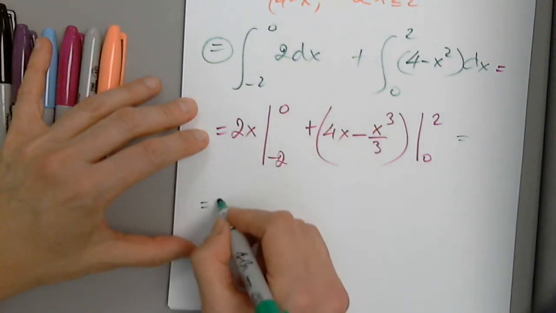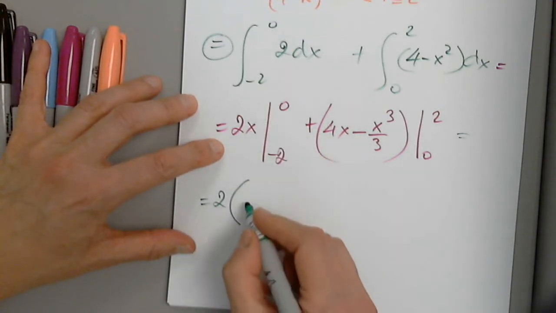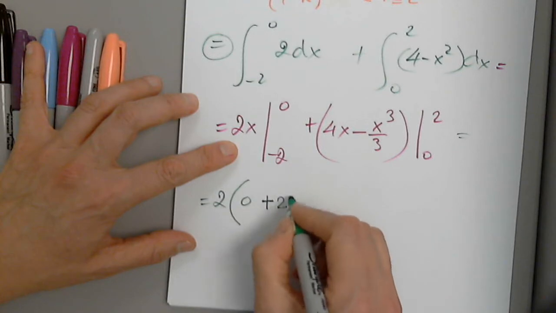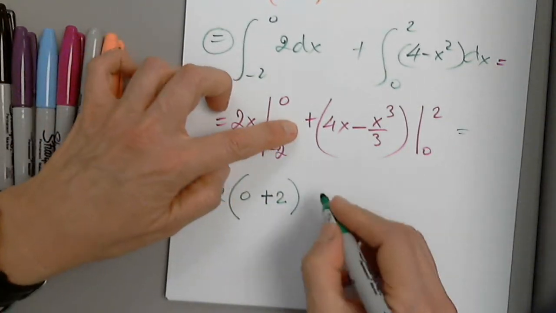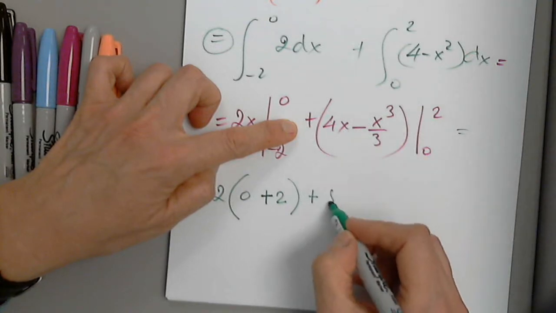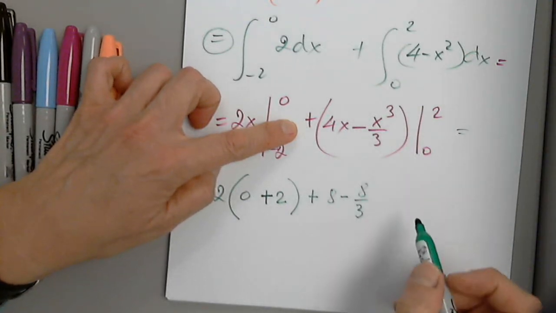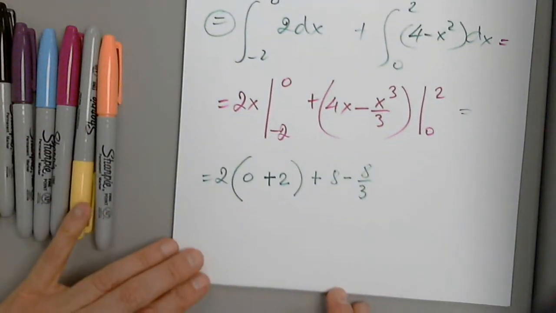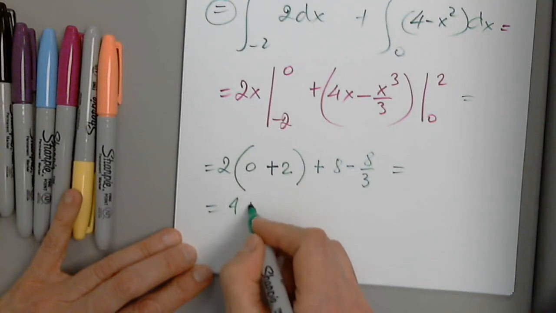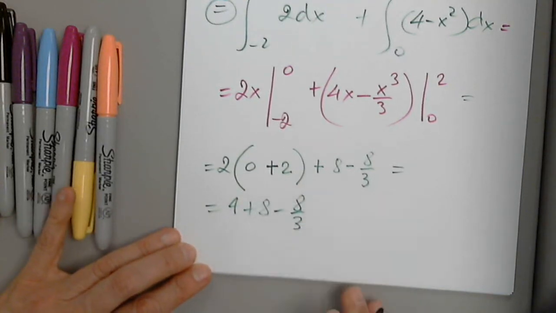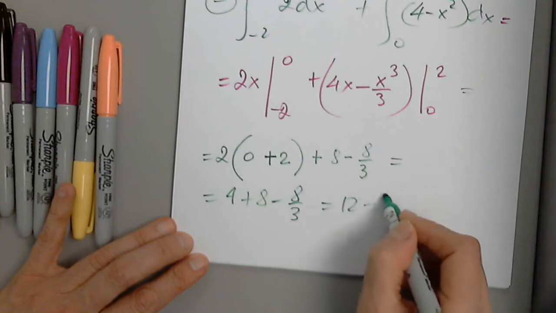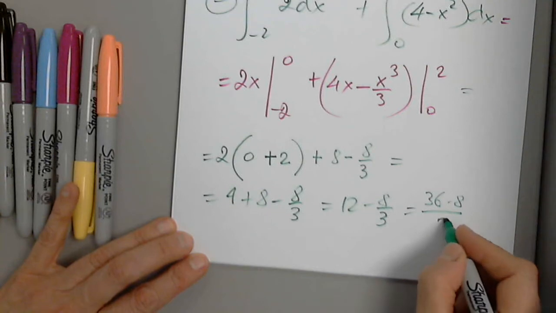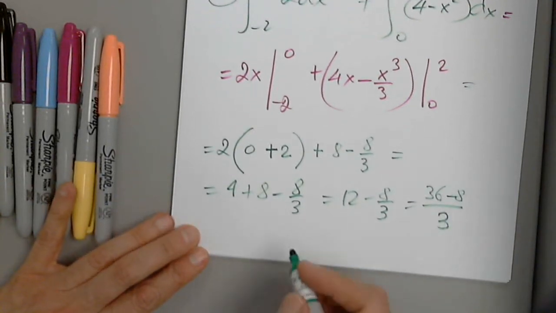I plug in 0. So keep the constant outside. I plug in 0, I get 0. Minus when I plug in negative 2, but that changes into 2. Plus, when I plug in 2, I get 8. Minus 8 divided by 3. I should write minus when I plug in 0, but everything is 0 when I plug in 0. So then I have 4 plus 8 minus 8/3, which is 12 minus 8/3, or 36 minus 8 over 3. 28 over 3.